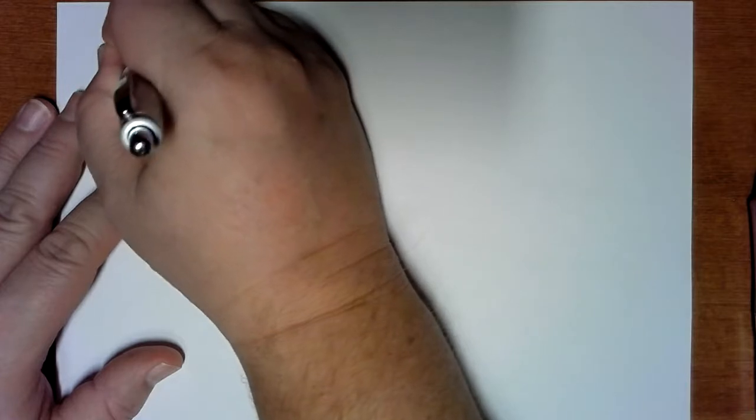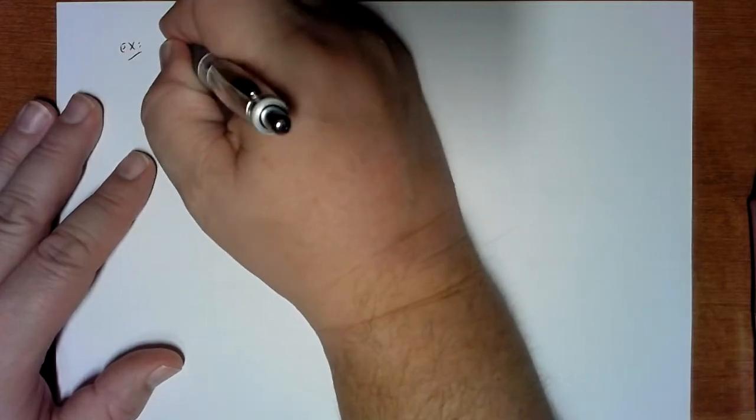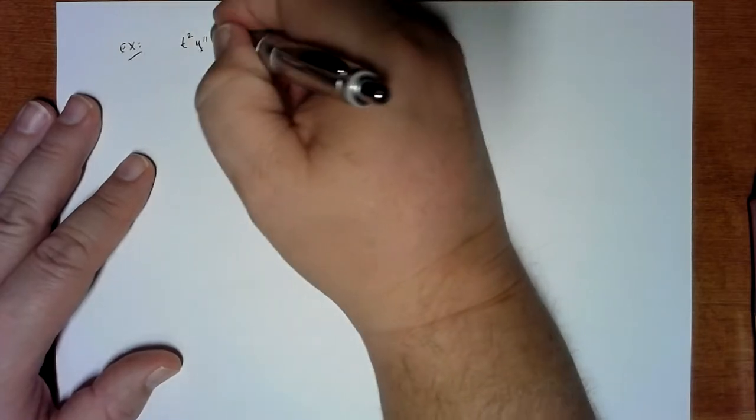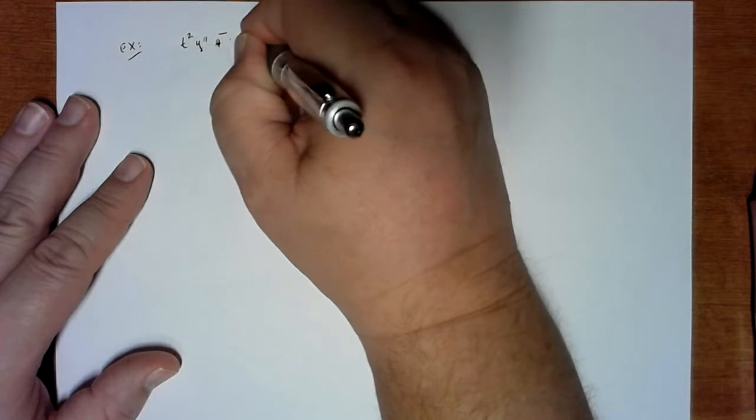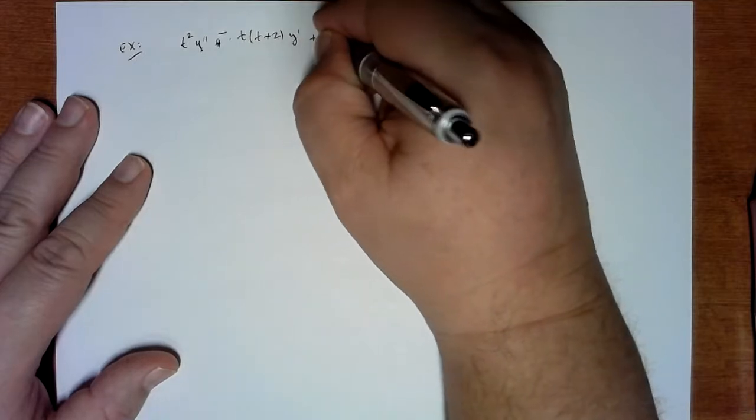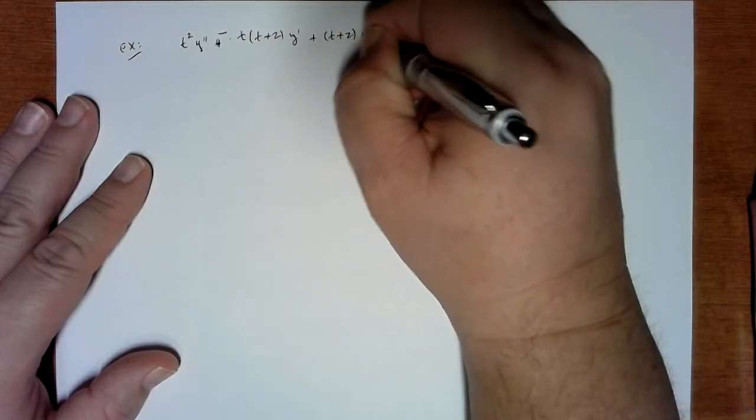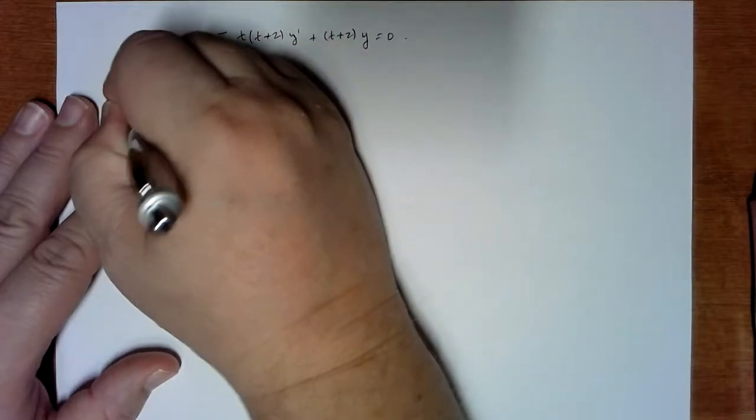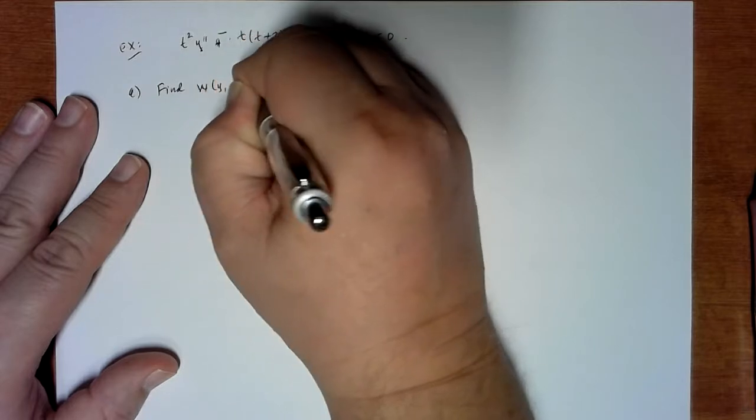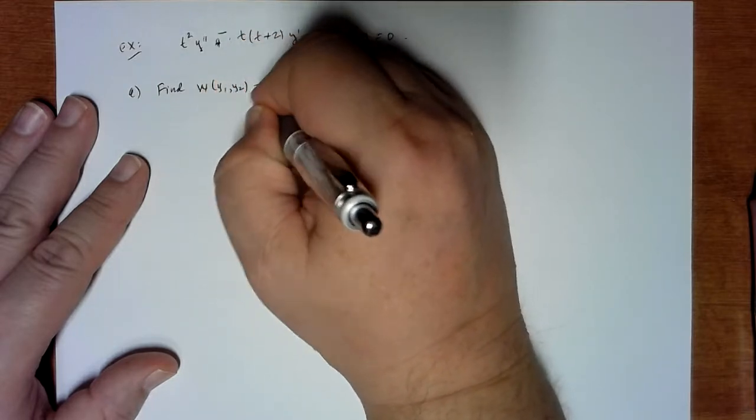Okay, so there's a really cool application of the Wronskian that I wanted to talk about. And so suppose that I have a differential equation of the form t squared y double prime minus, I'm going to be careful, t times (t plus 2) times y prime plus (t plus 2) times y equals 0. So part A, find the Wronskian for any two solutions to our differential equation using Abel's theorem.